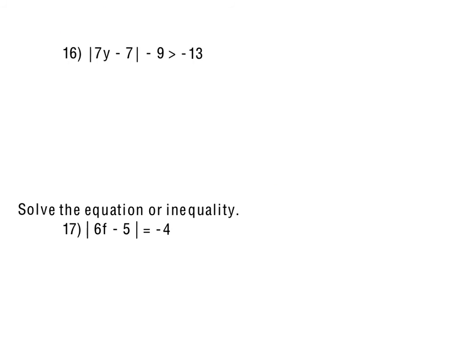With number 16, we need to make sure that we isolate our absolute value first, so we would add the 9 to both sides. At that point, we get the absolute value of 7y minus 7 is greater than negative 4. Now, the issue here is our process for solving absolute value equations and inequalities only works if we're comparing the absolute value to a positive. So since this is a negative 4, this is a special case.